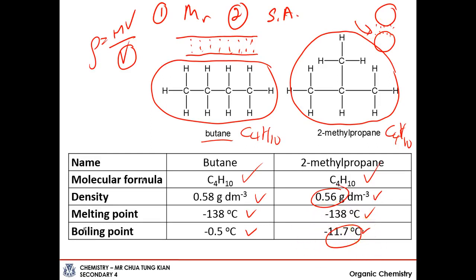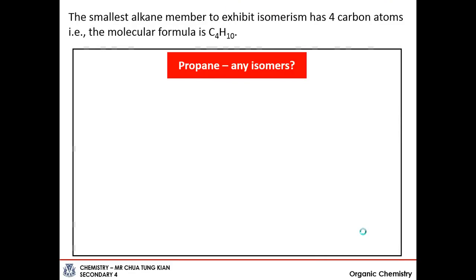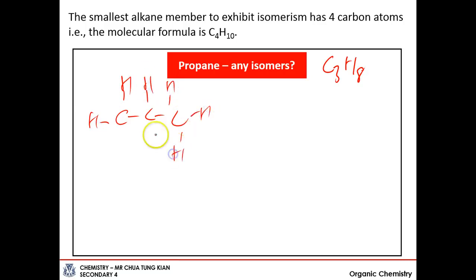Right? Okay, now this is the interesting one. Propane. Does propane have any isomers? Earlier we did butane. Butane, 4 carbons. Butane has 2 isomers. What about propane? Are there any isomers? Propane, 3 carbons, C3H8. So this is one way to draw propane. Are there any other ways that I can draw propane?